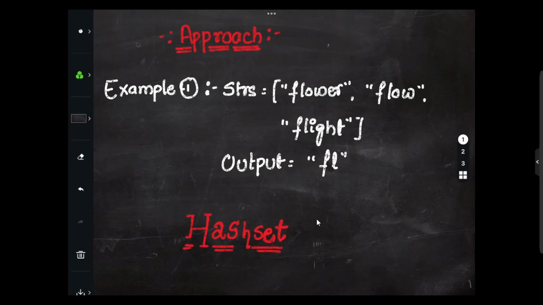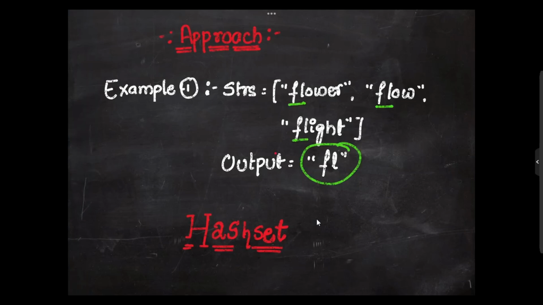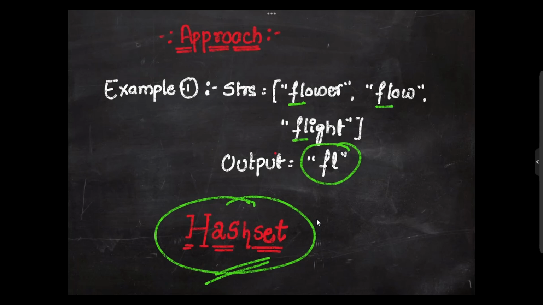Among these three strings, fl is the common prefix, which we have already discussed. So the output that we need to display here is fl. The approach we'll be going with to solve this problem is a hash set. Just remember, we'll be going with hashing, using a hash set.